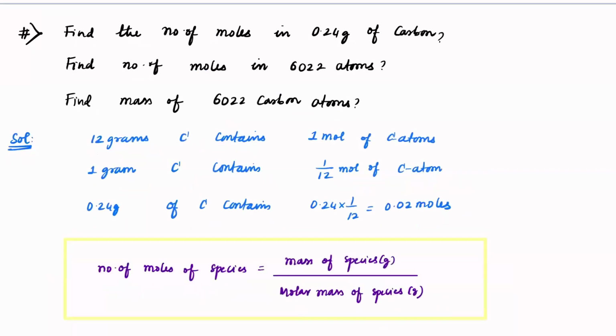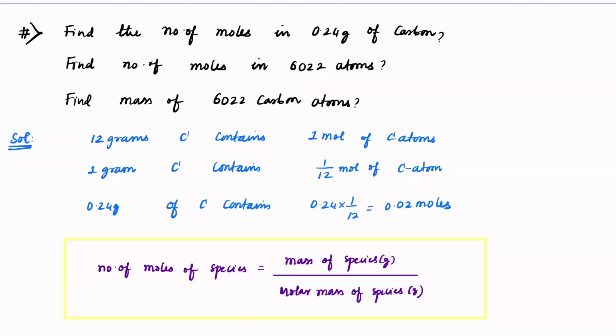Check this out. If I were to calculate the number of moles present in 0.24 grams of carbon, and also find the number of moles in 6022 atoms, and also calculate the mass of 6022 atoms present. So what is all the calculation I can do?